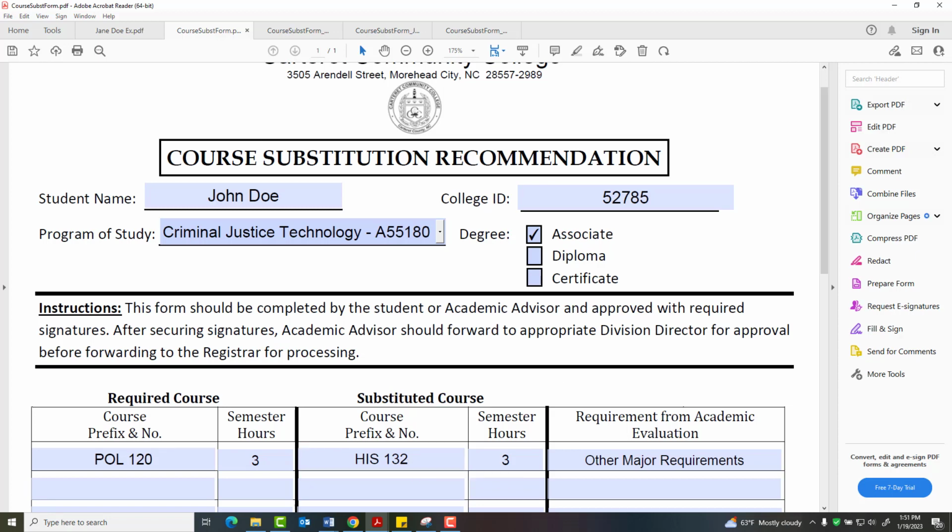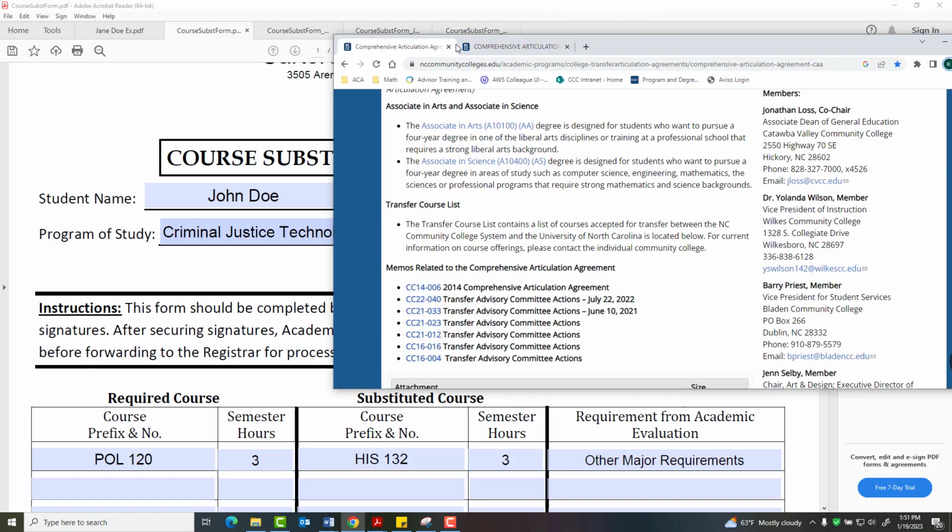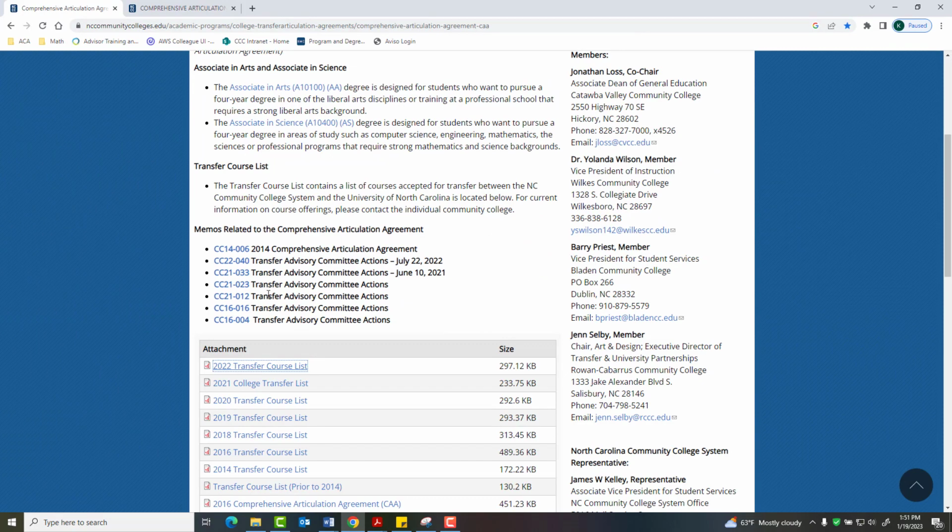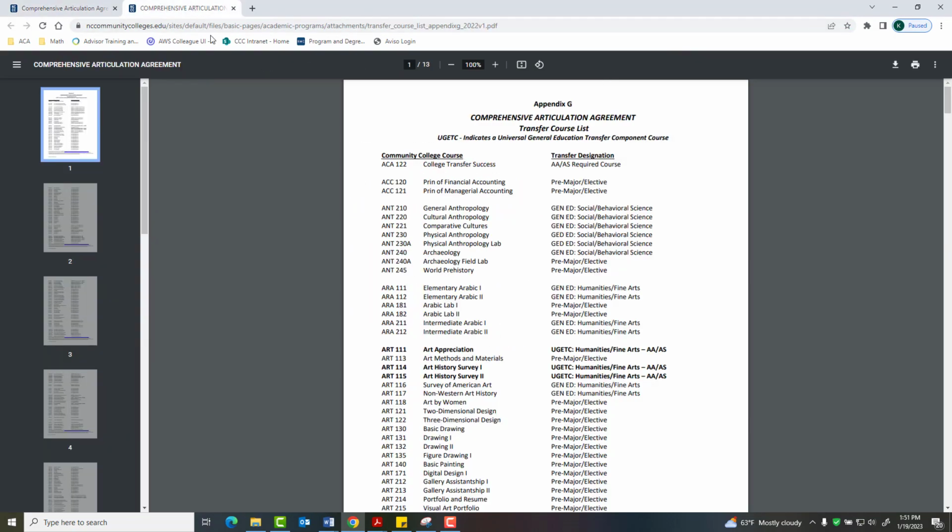So if you're ever wanting to know, are these classes from the same category, you can look at the CAA agreement list of transfer courses, which I have posted in Moodle. If you go to this link posted in Moodle, the most updated list will be listed first. If I pull up the 2022 list here, you can see all the transfer courses that are offered across the state of North Carolina. And over here on the right-hand side is how they're classified.